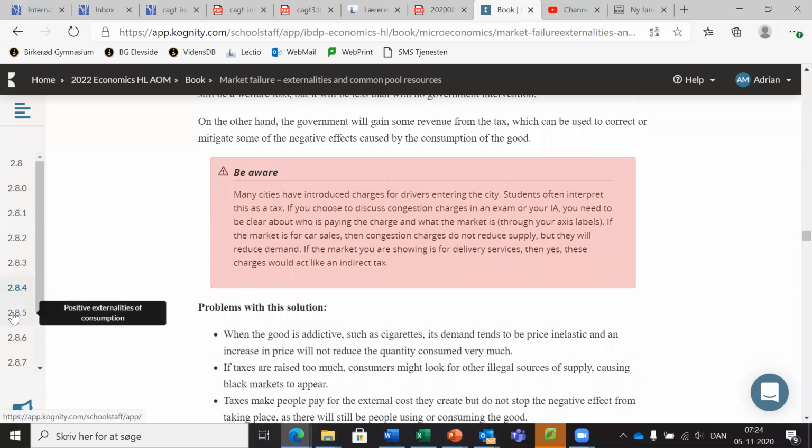Okay, that brings us on to 2.8.4. I won't go through 2.8.5, positive externality of consumption, today. I'll make another video on that one. And then we'll talk about the common pool resources in another video as well.